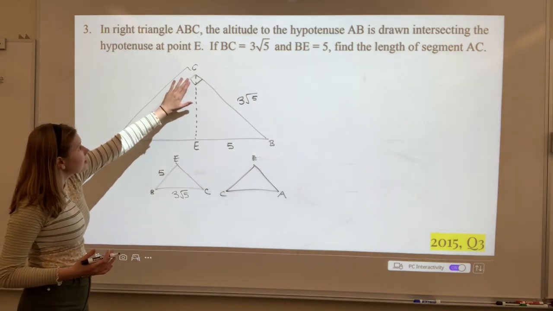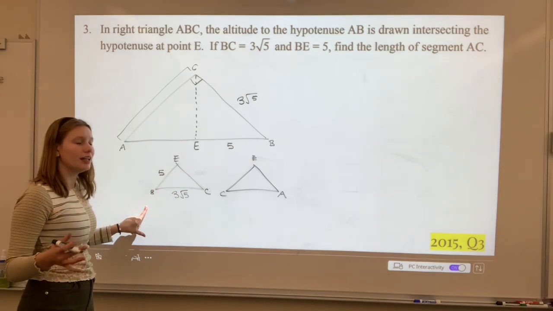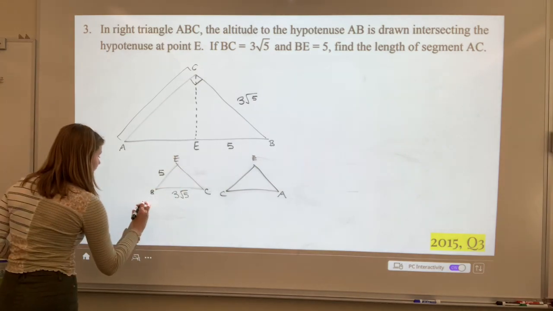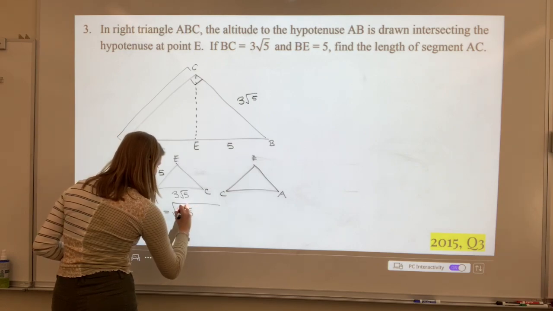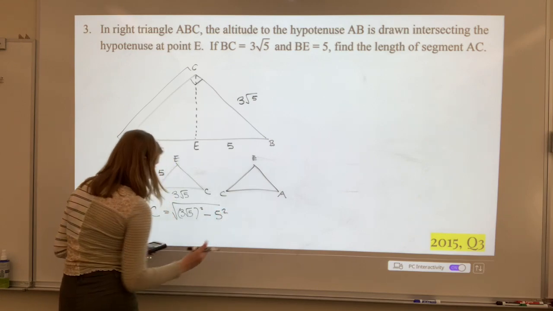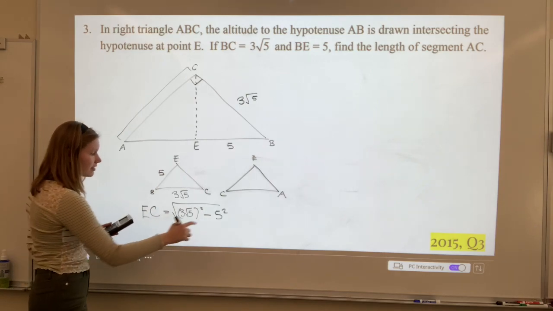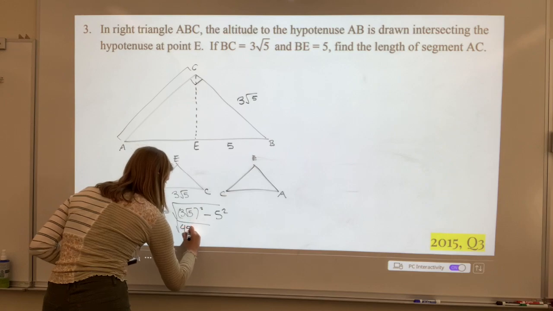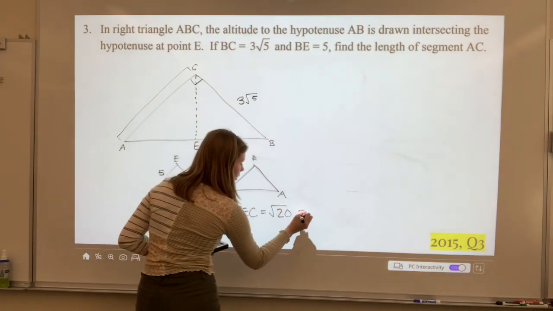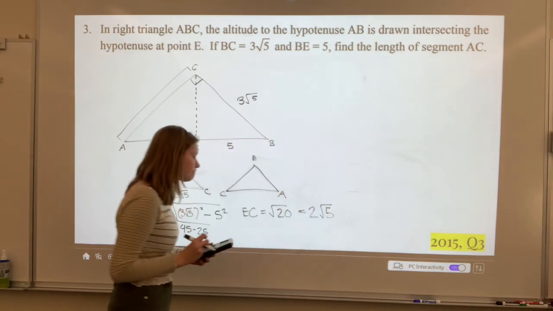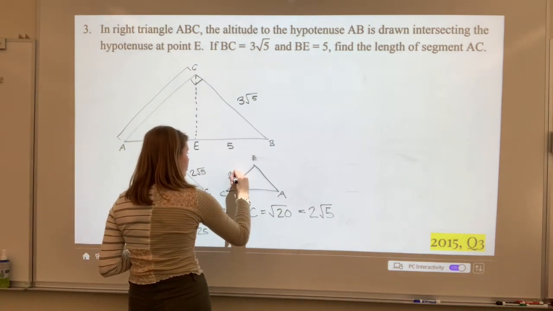Looking at this, I see that CE is a shared side length of both of these triangles. So let's solve for that. We can just use the Pythagorean theorem to solve for EC. So our side length EC is equal to the square root of 3 square root of 5 squared minus 5 squared. 3 times the square root of 5, squared, is equal to 45, minus 5 squared, which you know is 25, so the square root of 45 minus 25. So EC is equal to the square root of 20, which is also 2 square roots of 5. I'm going to write that over here, 2 square roots of 5. And since this is a shared side length, I'm going to write it over here too, 2 square roots of 5.